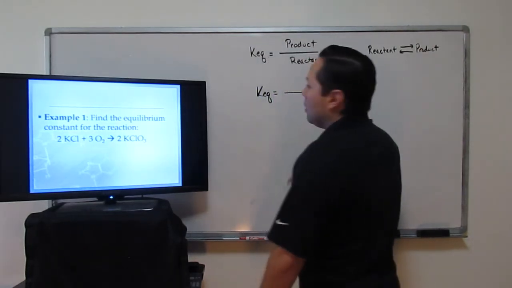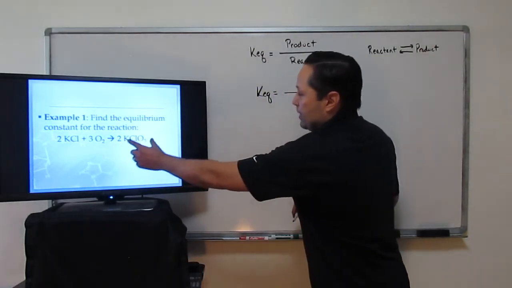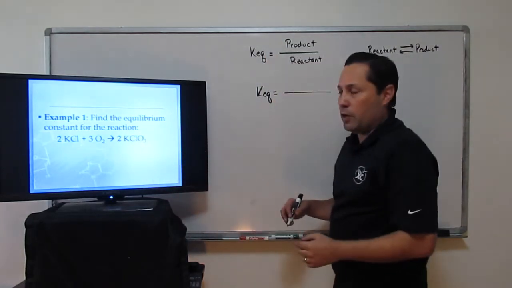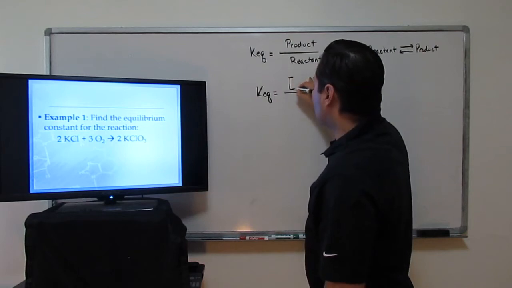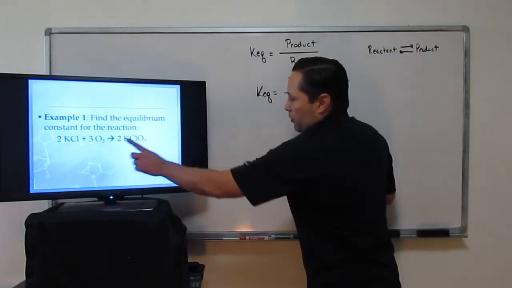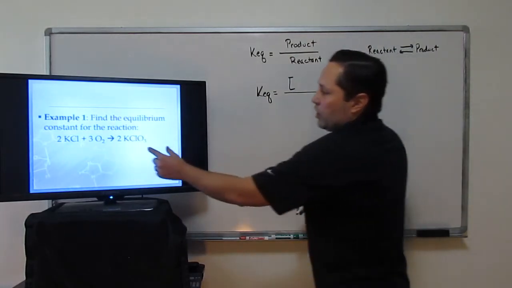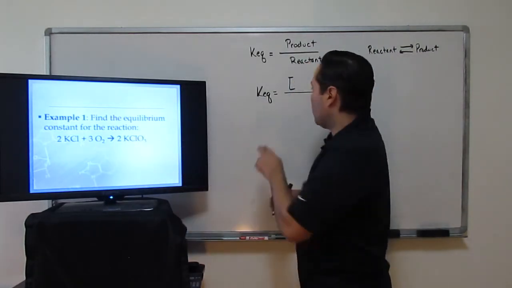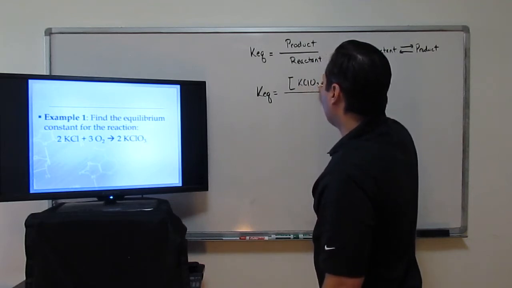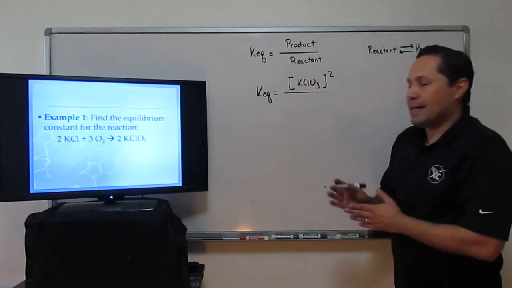KEQ. Alright, so what's on the right hand side? That's the product. The product's going to go on top. Notice the coefficient in the front is going to go ahead and become an exponent. So I'm going to put that 2 on the top right there. So the number in the front becomes an exponent. Everything else, including the tiny subscript right there, just goes inside the brackets. So it's going to be KClO3. Alright, that takes care of the numerator.